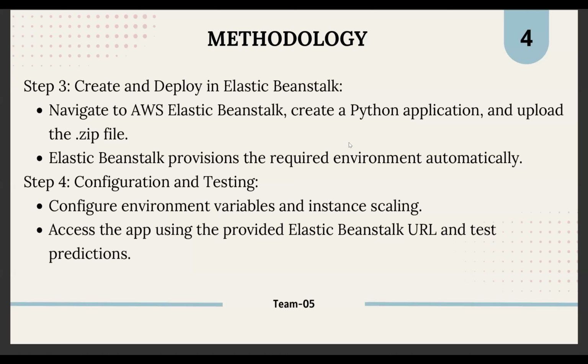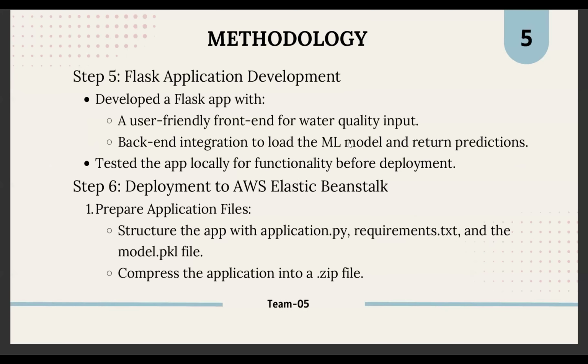So finally, we have taken AWS Elastic Beanstalk. This was the best choice. It handled all our dependencies automatically, allowed scaling, and provided a public URL for access.